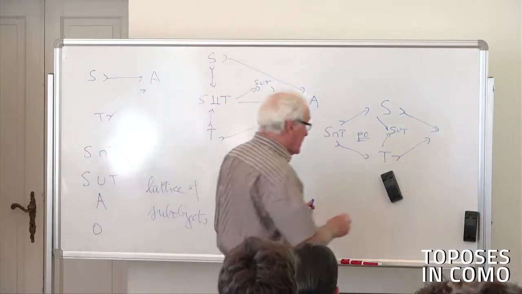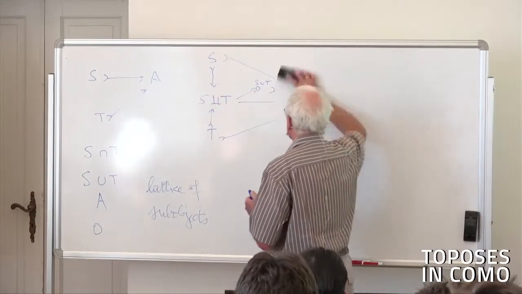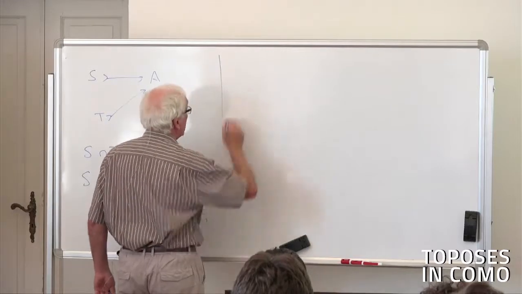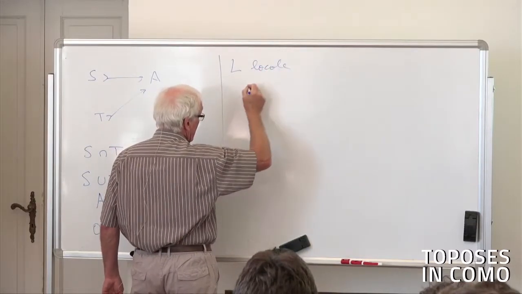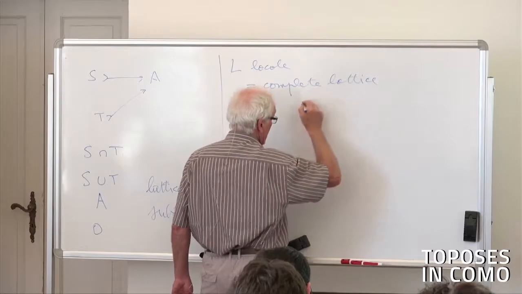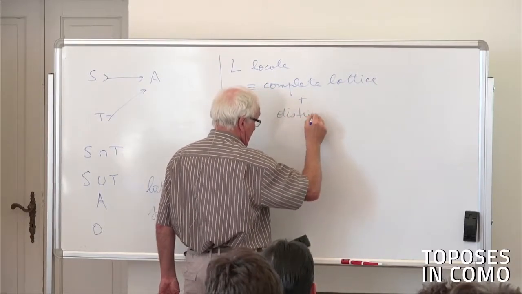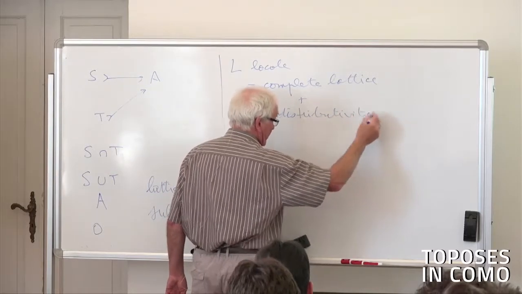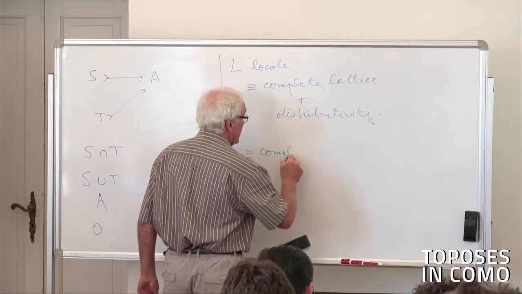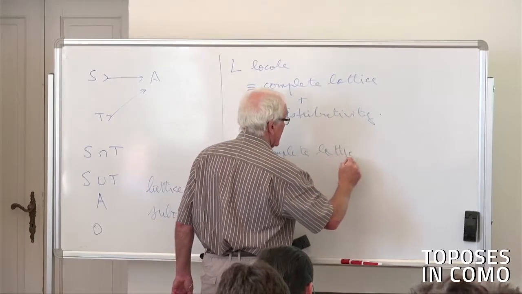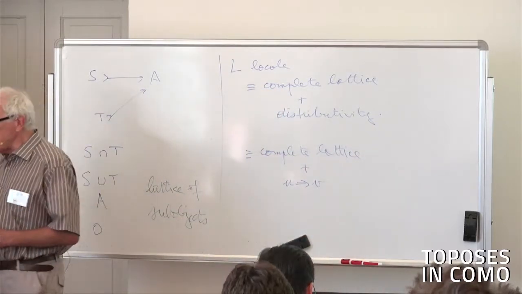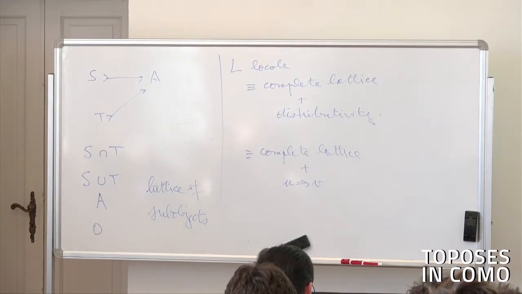You have a lattice of subobjects, but you have much more. We had seen that a locale L is a complete lattice plus distributivity. But that's of course the same thing we have seen. This is a complete lattice plus distributivity, and in a locale we could define the element U implies V.